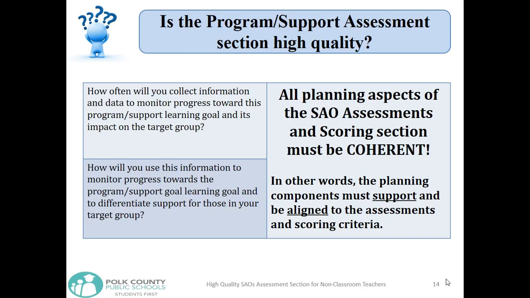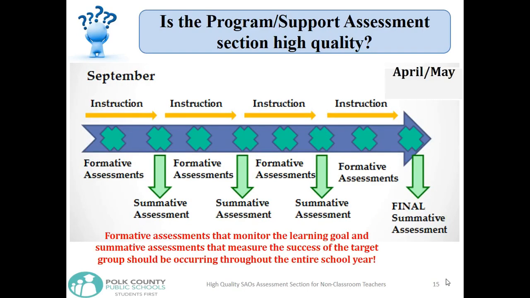The summative assessment should be collected over a longer period of time, such as at the end of the quarter. The information from a summative assessment should aid in determining the progress that the target group is making as a result of the support. The information, along with the formative data, should allow for differentiated targeted support. Since the learning goal is expected to be taught throughout the entire year and not in just one quarter, it should also be monitored and measured throughout the entire year through the use of both formative and summative assessments.